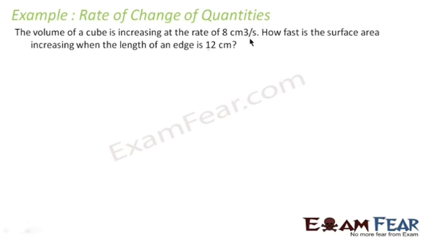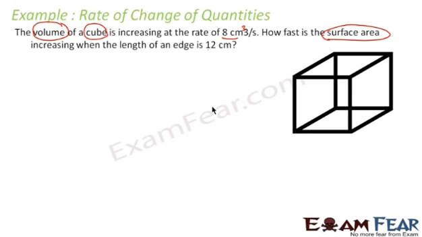We have to find, this is a cube, how fast the surface area is increasing when the length is 12 centimeter. So let's understand the problem. The keywords here are the volume of the cube increasing at the rate of this. We have to find how fast the surface area is increasing when the length is 12 centimeter. The question is something like this.